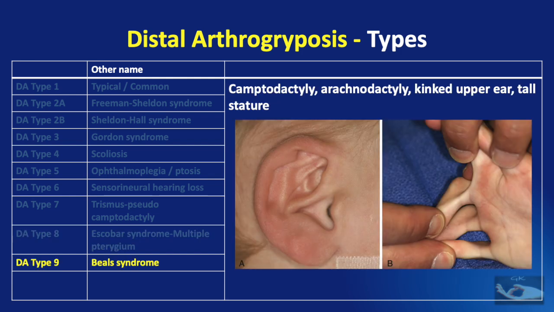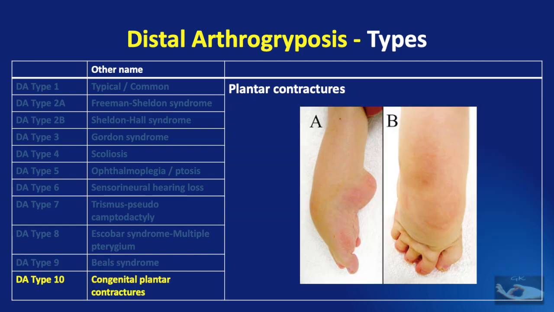In type 9, otherwise known as Beal syndrome, camptodactyly, arachnodactyly are seen along with kinked upper ear and tall stature. In type 10, congenital plantar contractures may be seen along with the other features like camptodactyly.